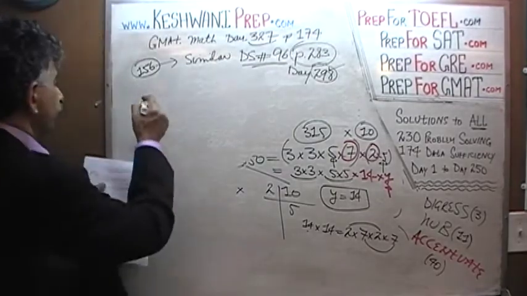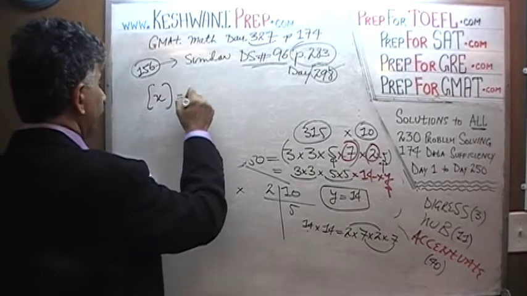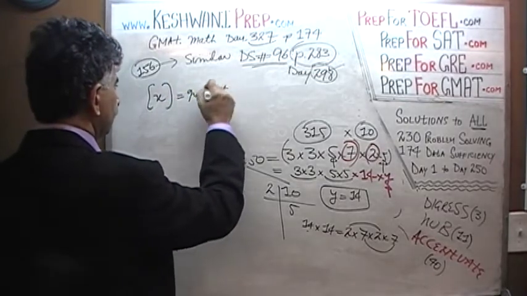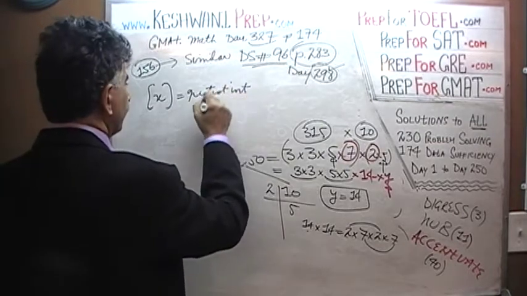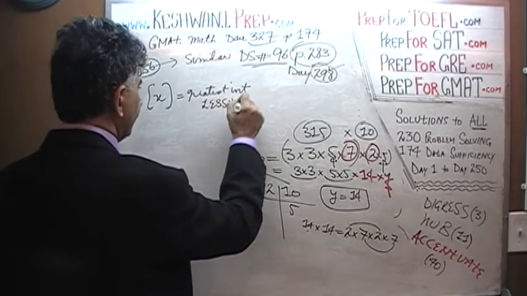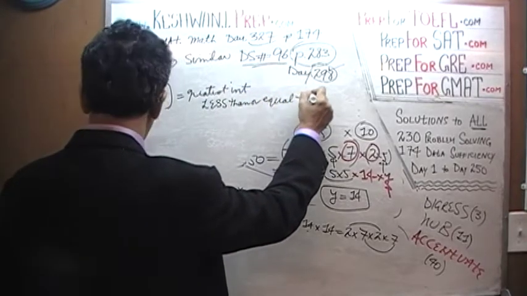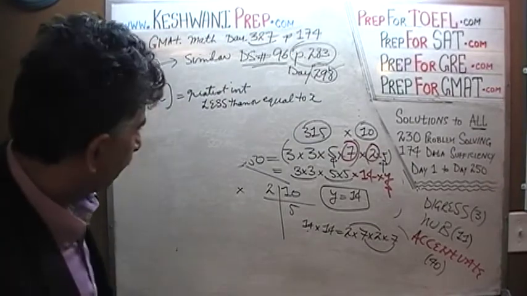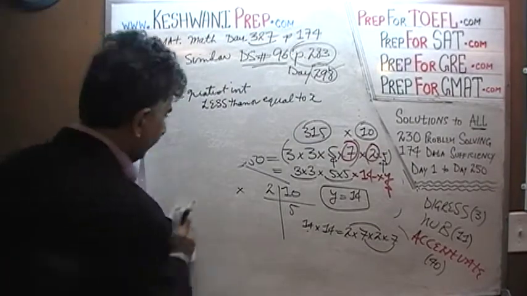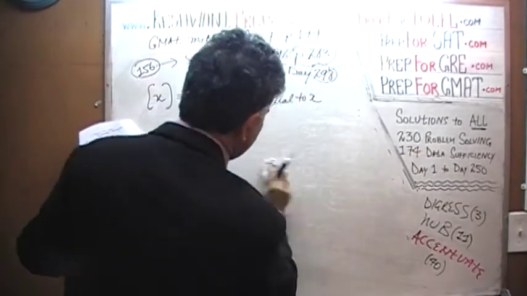Let's see what this problem says actually. It says x represents the greatest integer less than or equal to x. Alright, let's see what we can do. I need the room, obviously we need to erase everything, otherwise it gets too crowded.